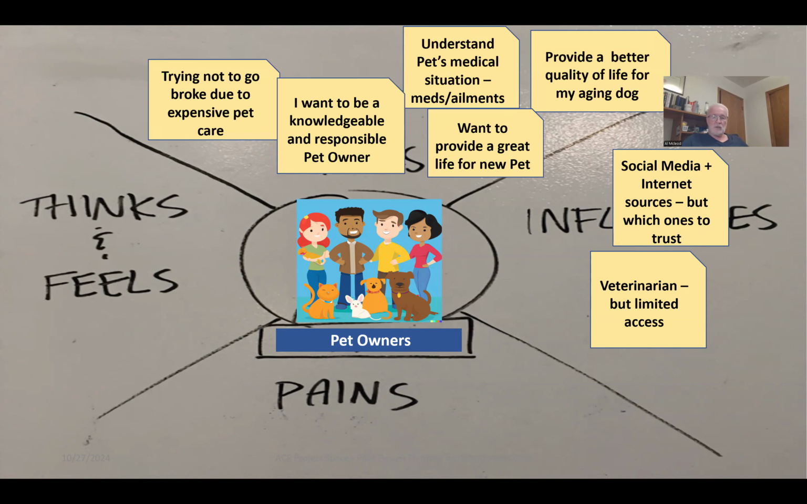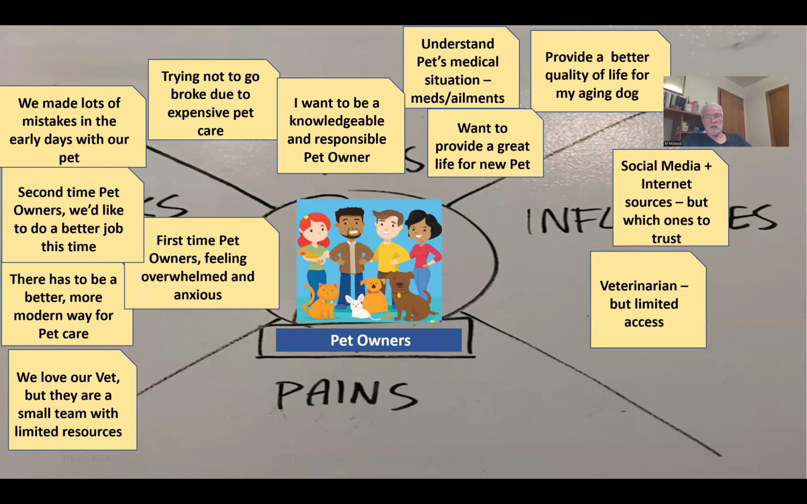So what are they trying to do? They're trying not to go broke due to expensive pet care. Pet care is very, very expensive. And many people don't understand that, they're so used to Canadian human health care, which is supported by taxpayers, whereas with pet care, you're paying it yourself. People said, I want to be a knowledgeable and responsible pet owner. They want to understand their pet's medical condition, what meds to take and what ailments. They want to provide a great life for a new pet, and they want to provide a great quality of life for an aging dog.